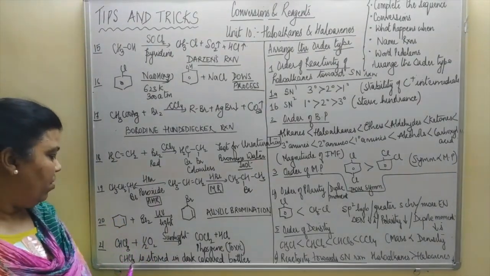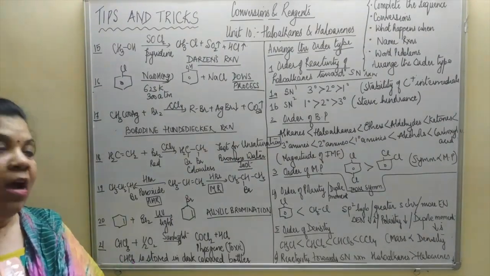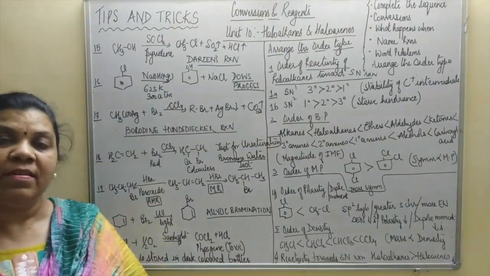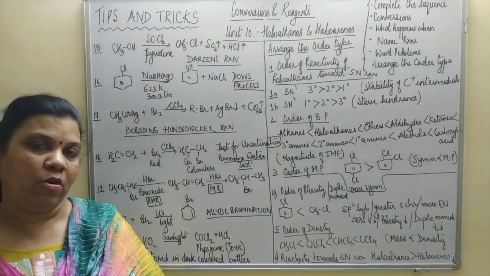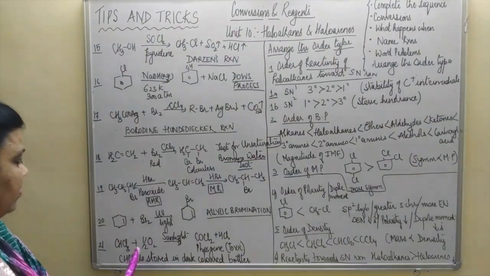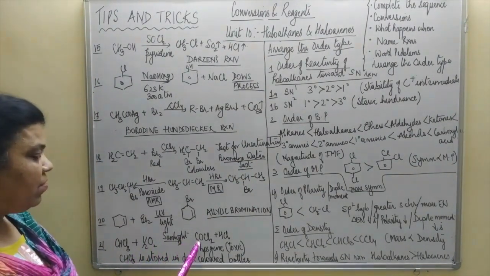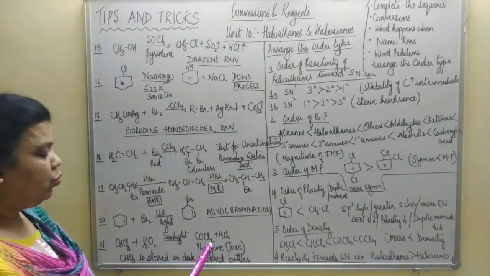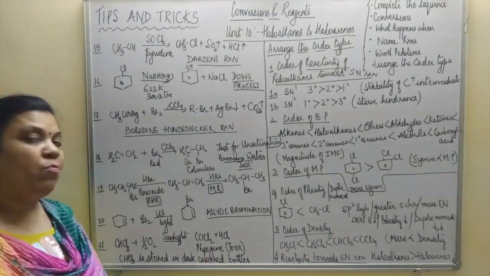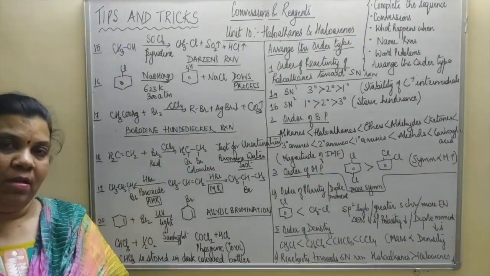Next is a very important reaction. It is from the content of polyhalogen compounds, and a question often comes relevant to this: why should chloroform be stored in dark colored bottles only? So the reason is, when it is exposed to sunlight, it gets oxidized and converts into toxic phosgene gas, COCl2. And so to prevent the formation of phosgene, it should always be stored in dark colored bottles.